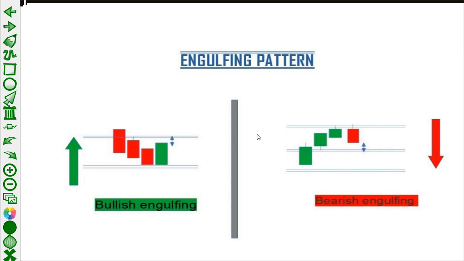So, before talking about the bullish engulfing breakdown, we need to consider some points before taking a trade on the bullish engulfing pattern. First, we need to confirm whether we are on the buyer side or the seller side.